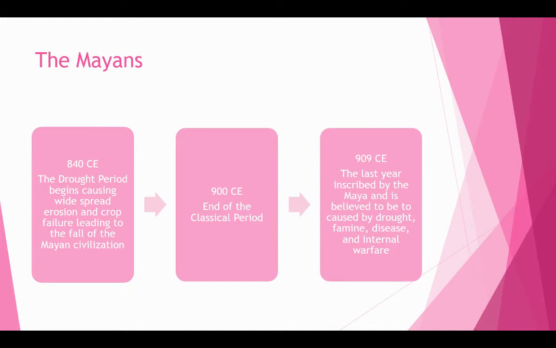And then 9 years after that, the last date is inscribed by the Mayans, and the collapse is believed to be caused by drought, famine, disease, and internal warfare. So after 909 CE, we have no record, nothing from the Mayans, almost as if they disappeared. Before they fell apart, however, they did accomplish many things. That's what we'll look at next.